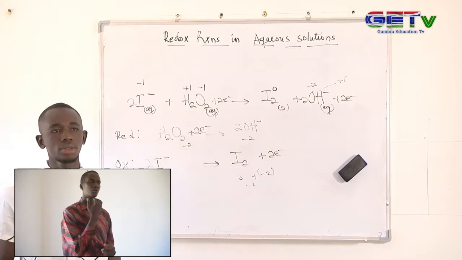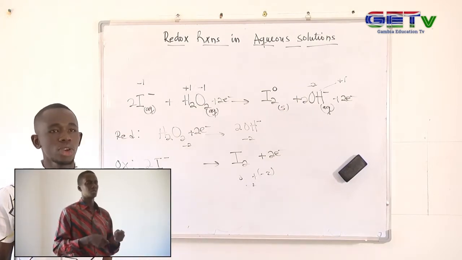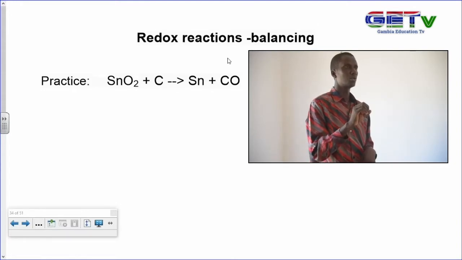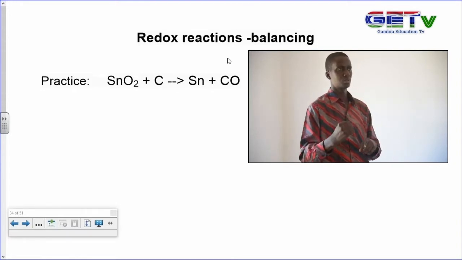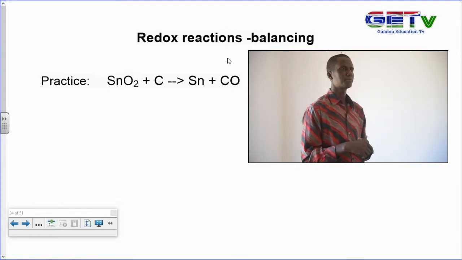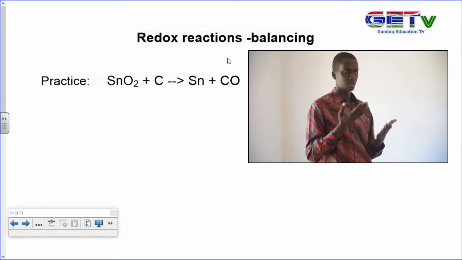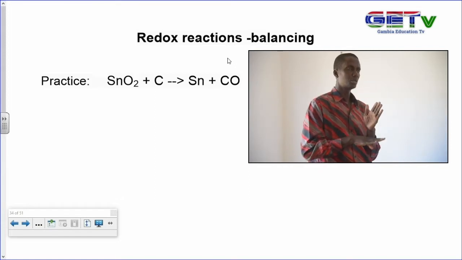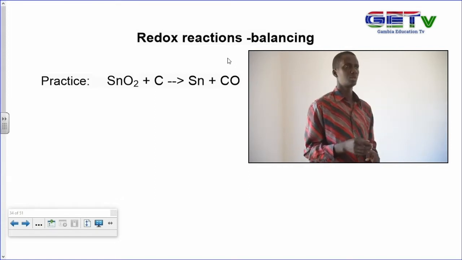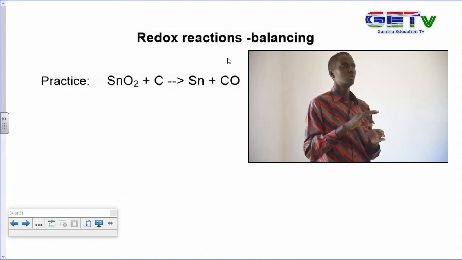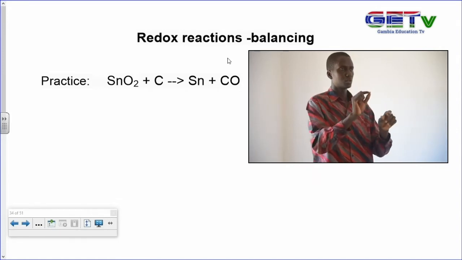That is a sample question or a practice question that you can use and practice at home. That is, tin 4 oxide plus carbon will give us tin metal and also CO. In this case, if you look at this reaction, you should be able to know which species is the reducing agent and which species is the oxidizing agent. With the help of that, you will be able to write your reduction and oxidation half reactions.